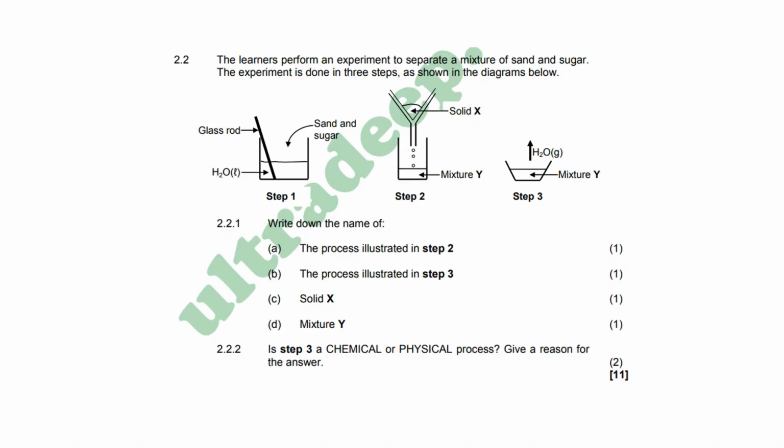In step 2, we now have a couple of things to make note of. So the first thing is that thing that looks like a V. What do you think that is? That is something called a filter paper. A filter paper. And then below it, we have something that looks like a Y. That is just a funnel.